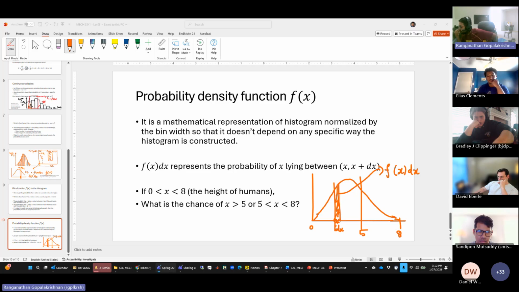So the function f of x, you mean lowercase f of x, is a curve of the histogram and the bin width is the value dx. To find the probability, you multiply f of x and dx. Perfect. That's what we do, except we use lowercase f. Otherwise, you're spot on.